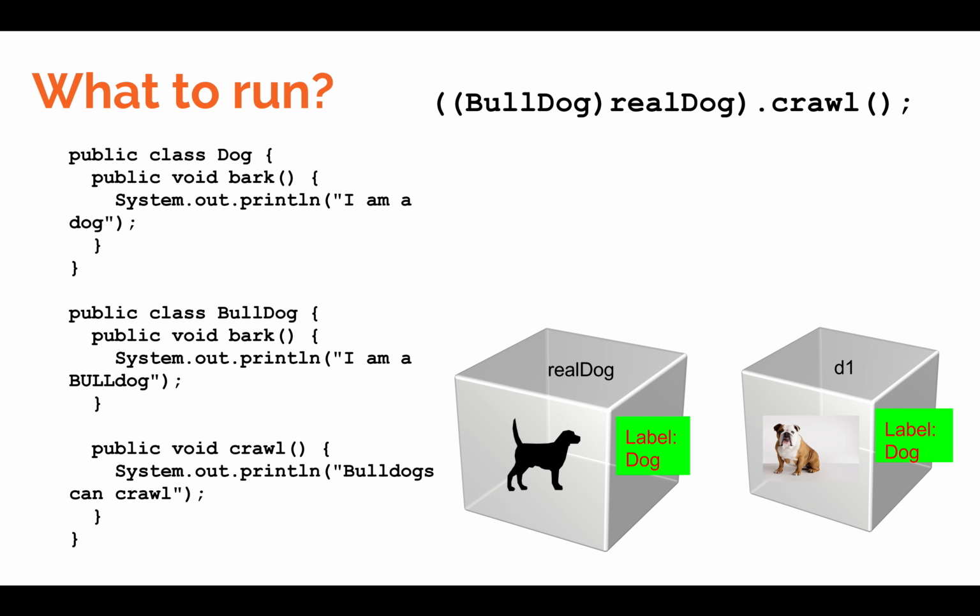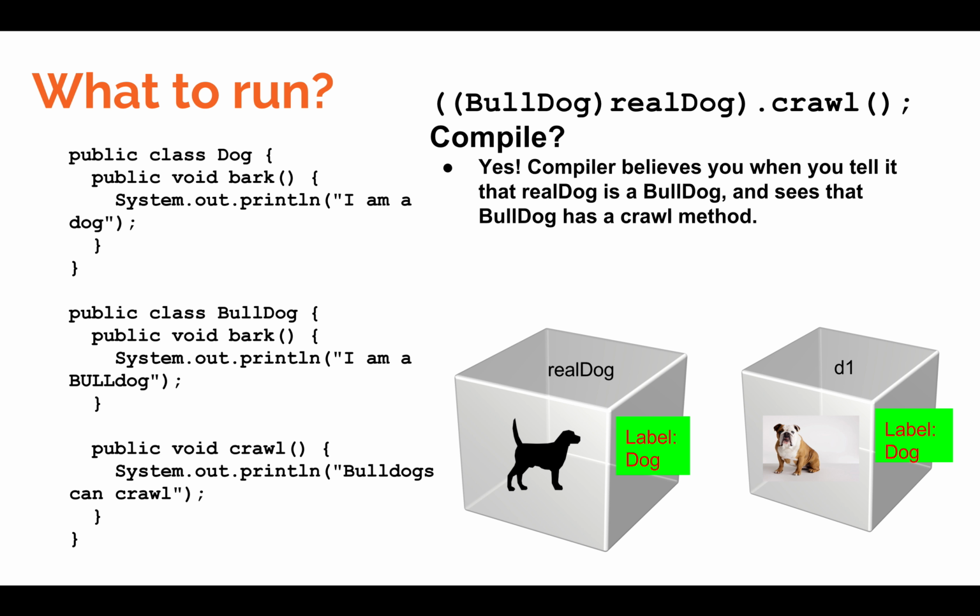This is the example that I actually just showed, so I didn't need to do that, but I did it anyway. Bulldog real dog.crawl. Runtime error. Good. Oh, yep, line number 2. Class cast exception. Cool, right? This is what I showed you. Questions about this one? Okay, it's a reasonable lie, but it's a lie nonetheless.